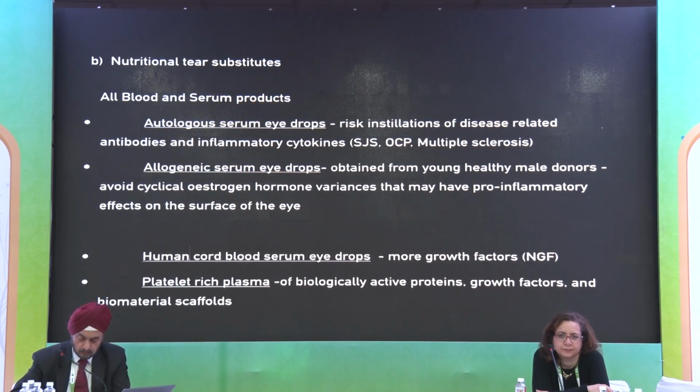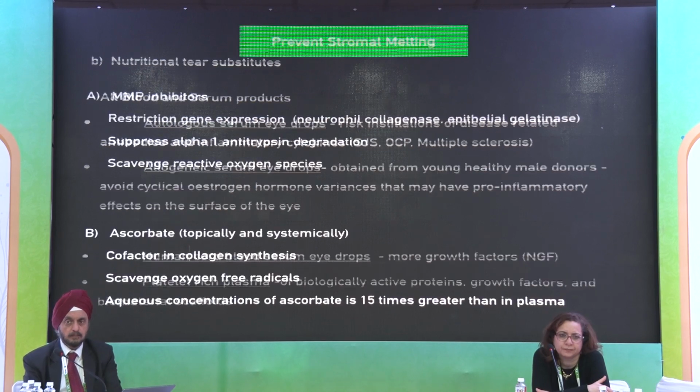But in cases of autoimmune disorders like Stevens-Johnson syndrome and OCP, there is always a risk of instilling the already existing antigens and antibodies in the blood. So when we are giving those autologous serum eye drops, we can actually introduce those antigens and antibodies on the ocular surface and worsen the healing. So in these cases where Stevens-Johnson and OCP are there, allogenic serum eye drops are preferred. Other than that, human cord blood serum drops and platelet-rich plasma are also shown to be effective because they have more growth factors, particularly nerve growth factor, which is effective in neurotrophic keratopathy.